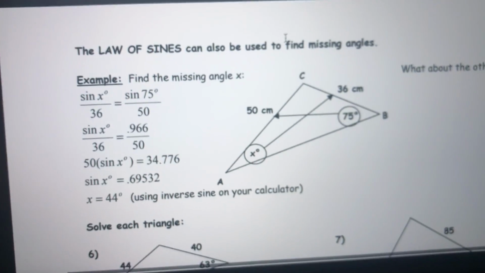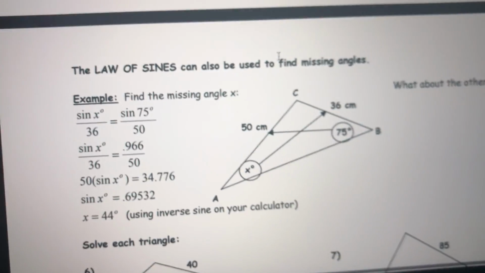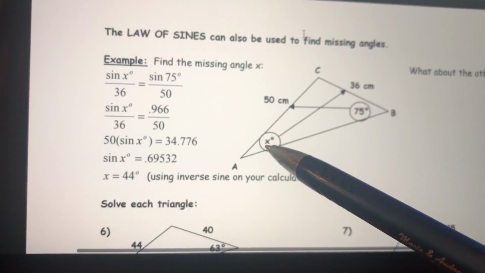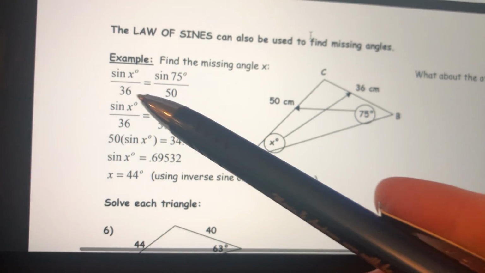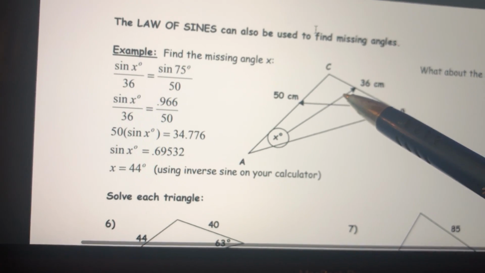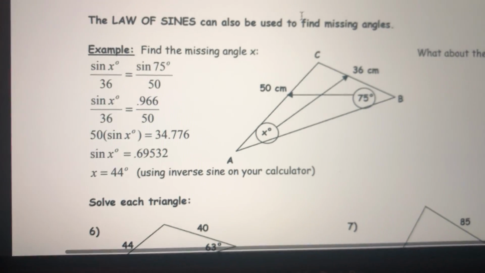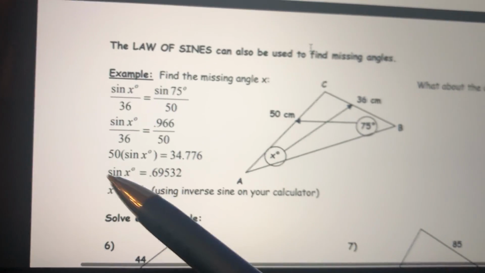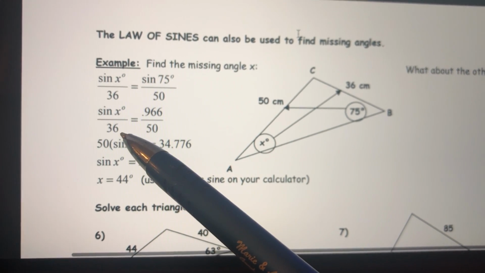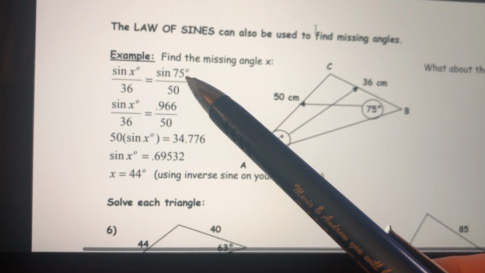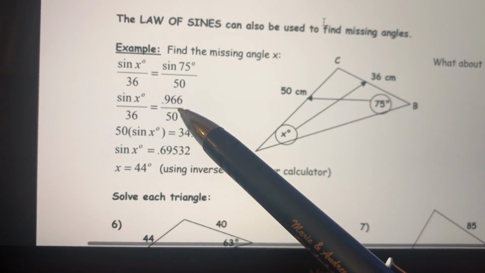So here was the example that they gave you, okay? Let me see, I don't want to be blurry here. All right, so they have to find this missing angle, x, right? So they have the sine of x over 36 equals the sine of 75 over 50, okay? And then they evaluated this. So sine of x over 36 equals, they evaluated sine of 75 degrees is 0.966 over 50.